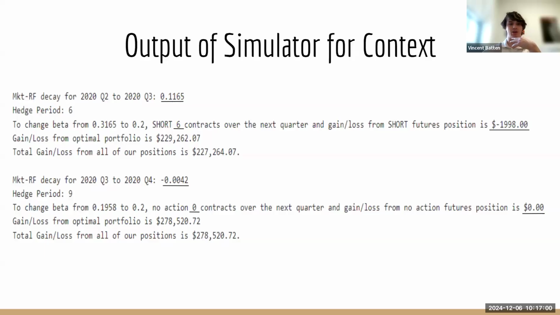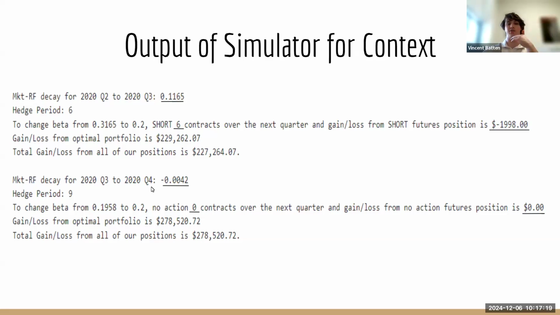3, the decay was about 12 points. And because of this, we end up shorting 6 contracts. And the gain or loss for this specific example was a loss of $2,000, which does sound bad, but this is 6 periods and 9 periods out of 39 periods for each factor. So the gain loss ends up being pretty balanced overall, which is what we were looking for.